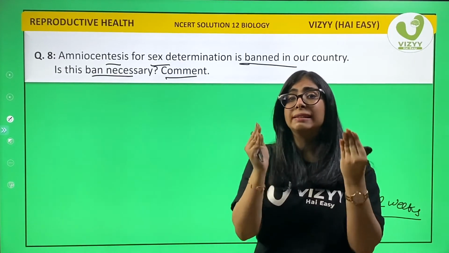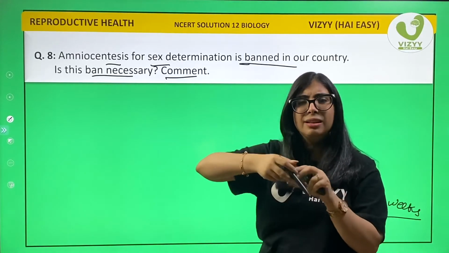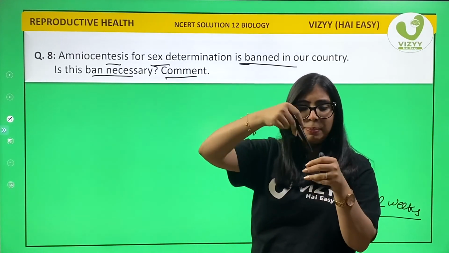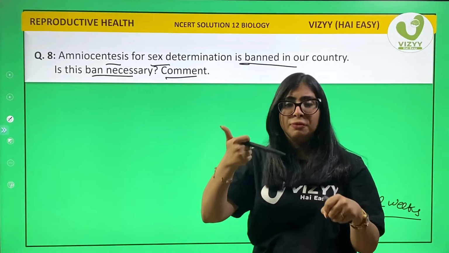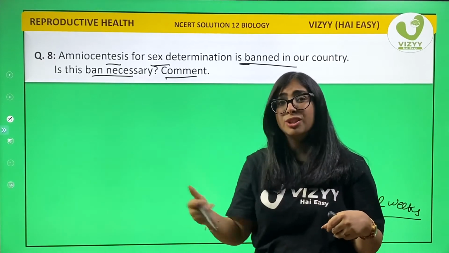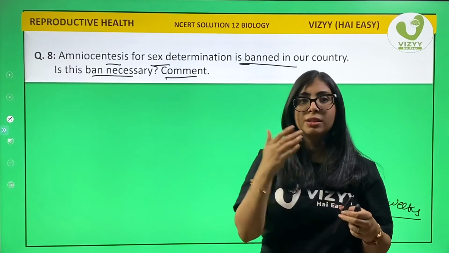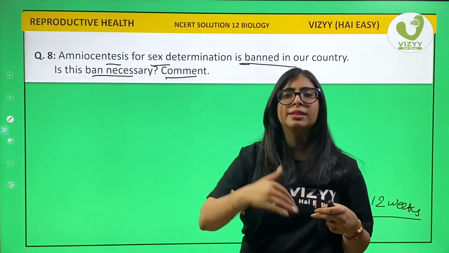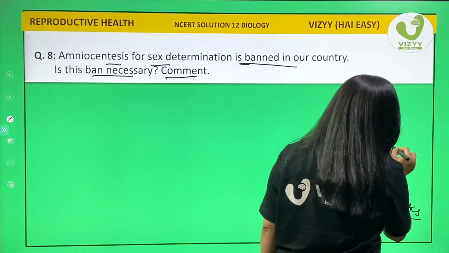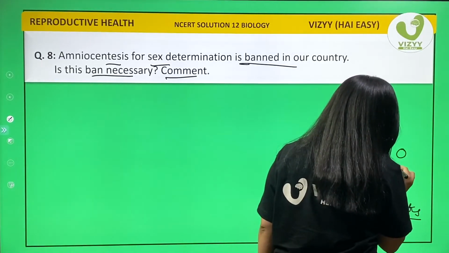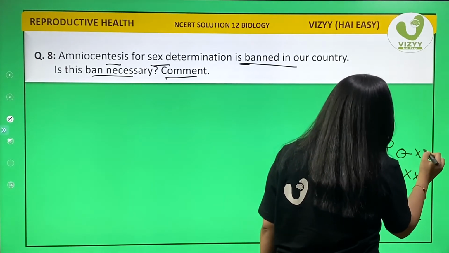That fluid contains cells. So what is done? An injection or a needle-like thing is taken and placed inside the mother, and the fluid is taken out to check whether the child has any genetic diseases or not. Now it is filled with cells, and cells will have chromosome XX or XY.